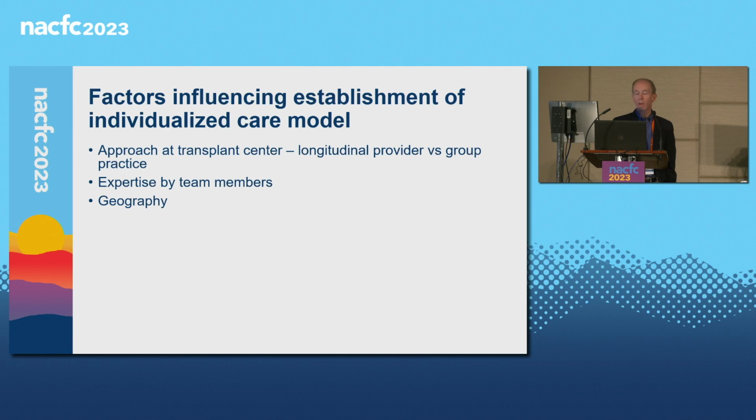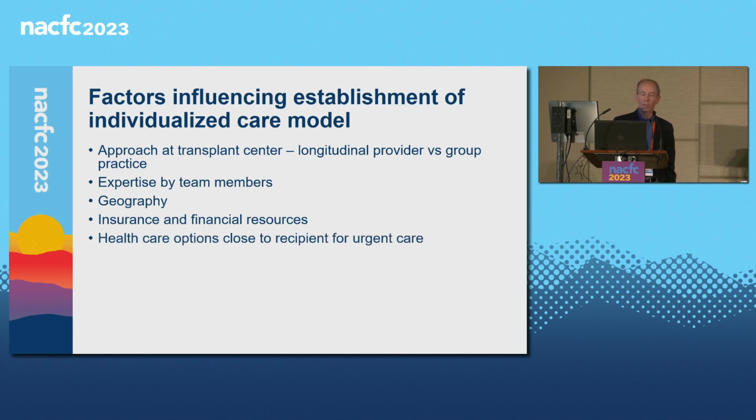Geography: we have many patients who travel distances to undergo transplant, and we have to be sensitive to the demands of traveling great distances to achieve care. Insurance and financial resources: we all know that insurance companies dictate which hospitals many patients are able to go to, so that oftentimes influences the care model that you establish.